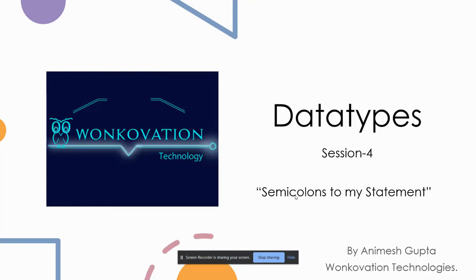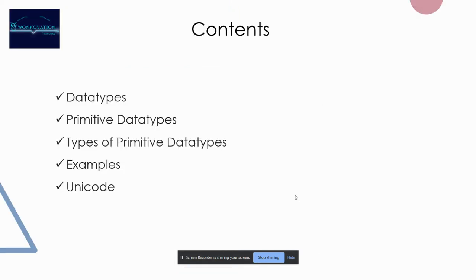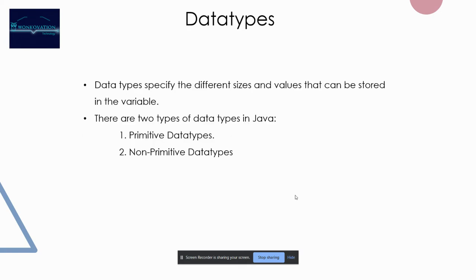Hello everyone. Today let's talk about data types in Java. Today we will be covering data types, primitive data types, examples, and Unicode. So, data types specify the different sizes and values that can be stored in a variable.